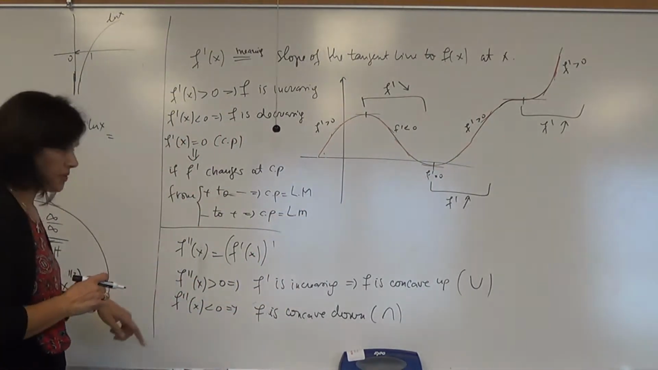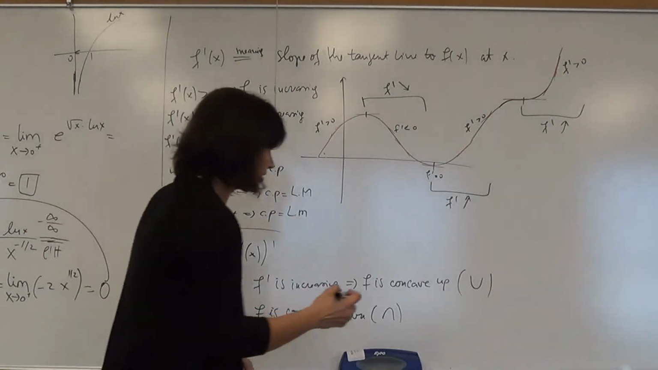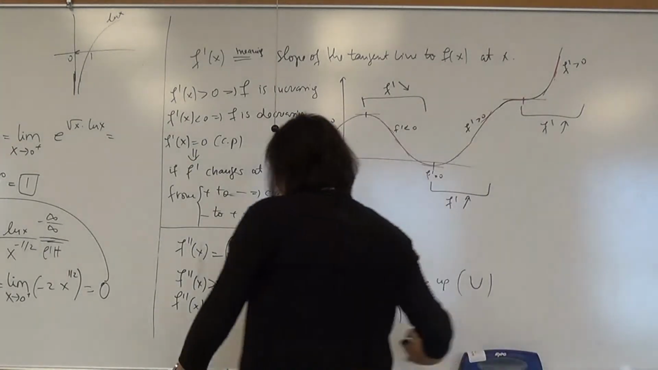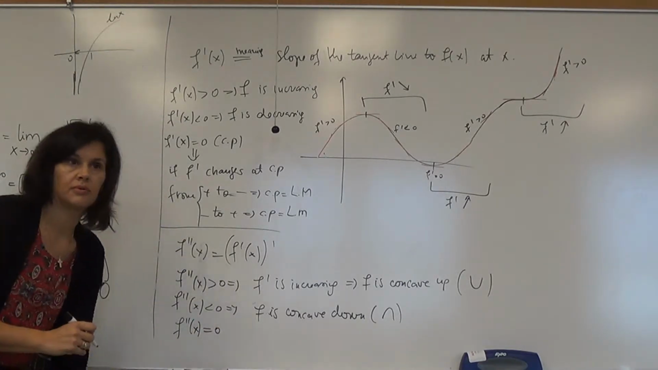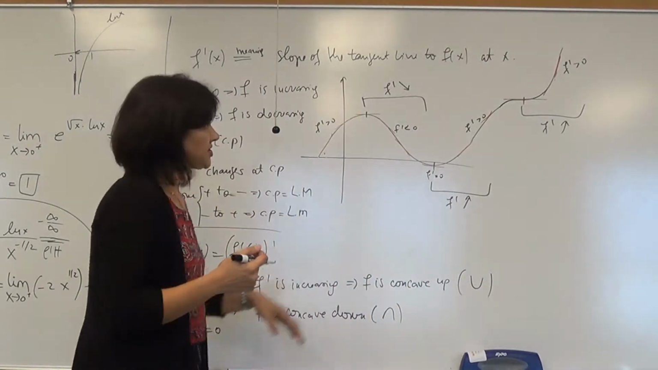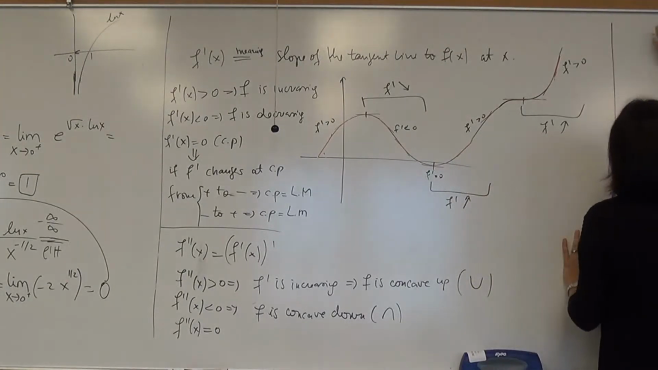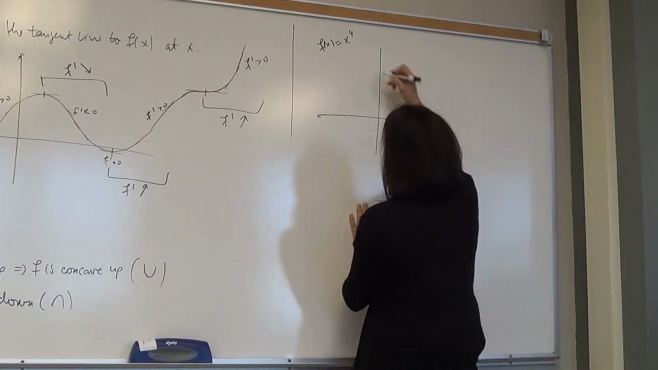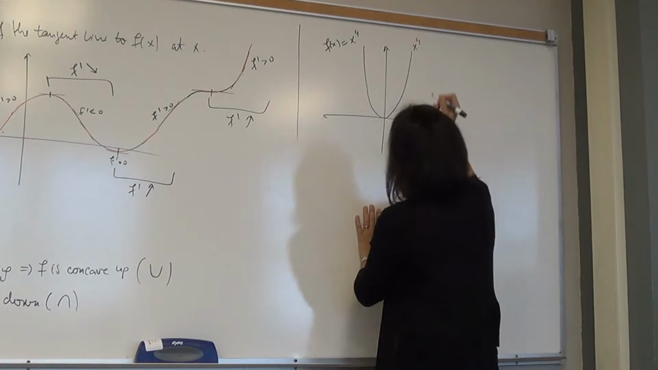What happens when f double prime is 0? It's a point of inflection. All the time? If f double prime of x equals 0, you cannot conclude that it's a point of inflection. To be inflection means to change the concavity. And I will give you an example when, for example, f of x is x to the 4. You know the graph of x to the 4. It's like a parabola, it's closer to the y-axis.